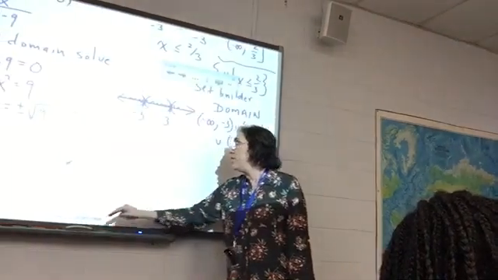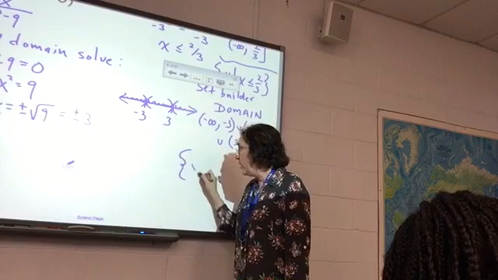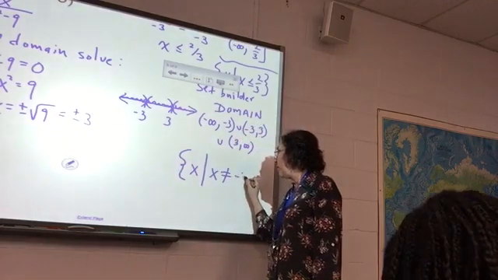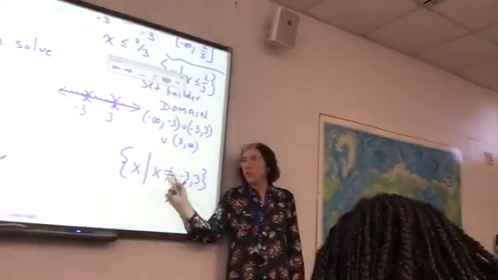Okay, now set builder notation on these is a lot nicer because you get to just say the set of all x such that x cannot equal negative 3 and 3. So what that means is all numbers, just not those two.